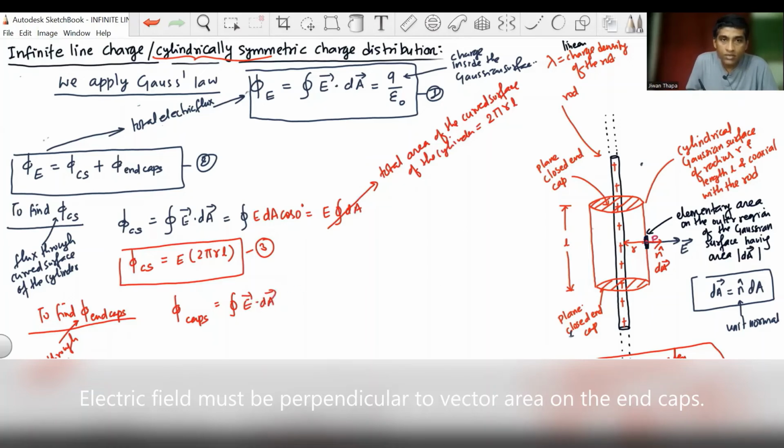Now let us choose a small elementary area on the upper end cap, this is the upper end cap, and this is the lower end cap. So this end cap is facing up. Let us draw a unit normal facing up, and it gives the direction of area vector which acts in upward direction. And as we have discussed, electric field is directed radially outward. So at the end cap, we find the angle between electric field and area vector is 90 degrees.